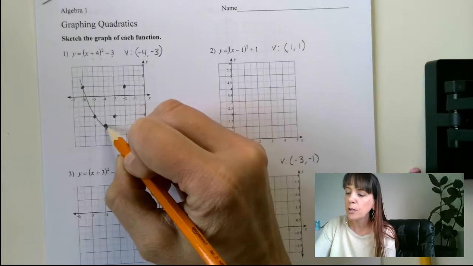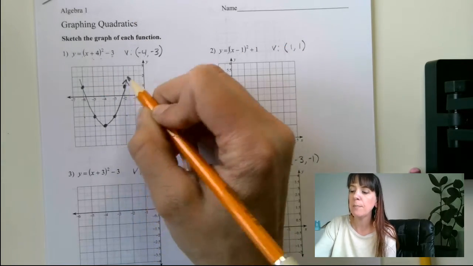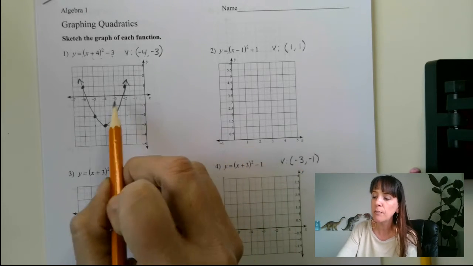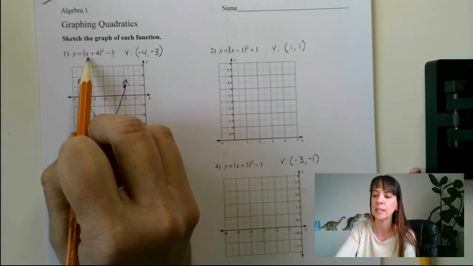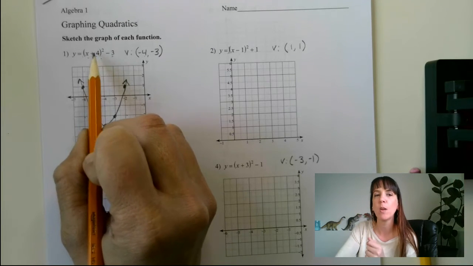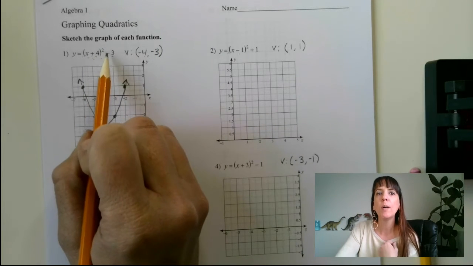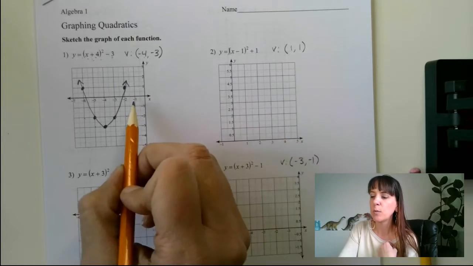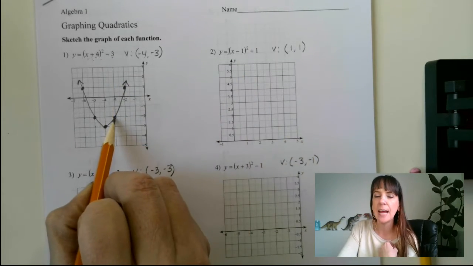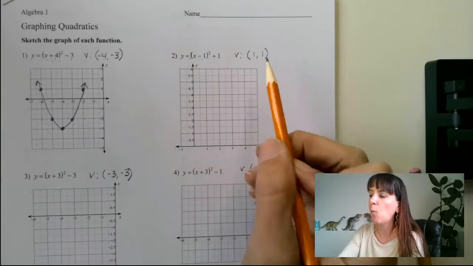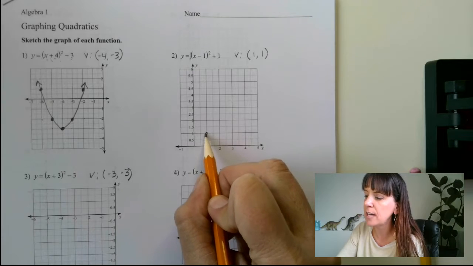Now, if you forgot that pattern, again, you can do an XY chart and plug things in. Sure enough, if we plug in -3 up here, -3 plus 4 would give us +1. 1 squared is 1. 1 minus 3 is -2. So when we plug in -3, we get -2, okay? Let's take a look at this. 1, 1 is our vertex.